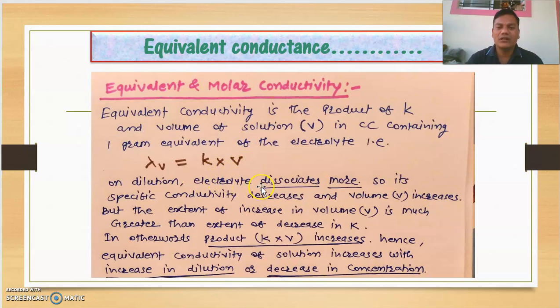So on dilution, electrolyte dissociates more, so its specific conductivity decreases. म्हणजेच K कमी होतो. And volume V increases, कारण आपण पाणी टाकतोय म्हणजे डायल्युशन करतोय. But these are the important words or lines: extent of increase in volume V is much greater than extent of decrease in K. म्हणजे V मध्ये होणारी वाढ ही कितीतरी पटीने जास्त आहे कशापेक्षा? स्मॉल K पेक्षा. म्हणून ओव्हरऑल प्रोडक्ट जो आहे K into V तो वाढतो आणि तो वाढतो म्हणजेच लॅम्बडा V वाढतो.